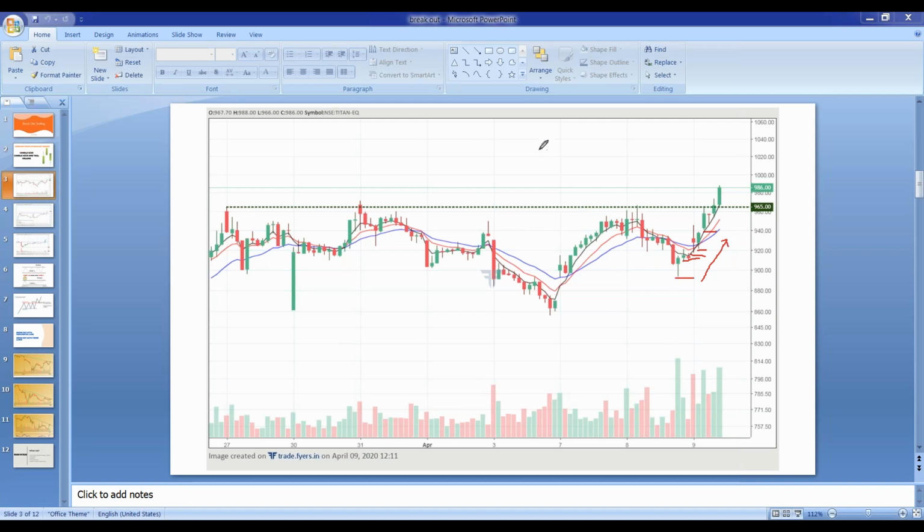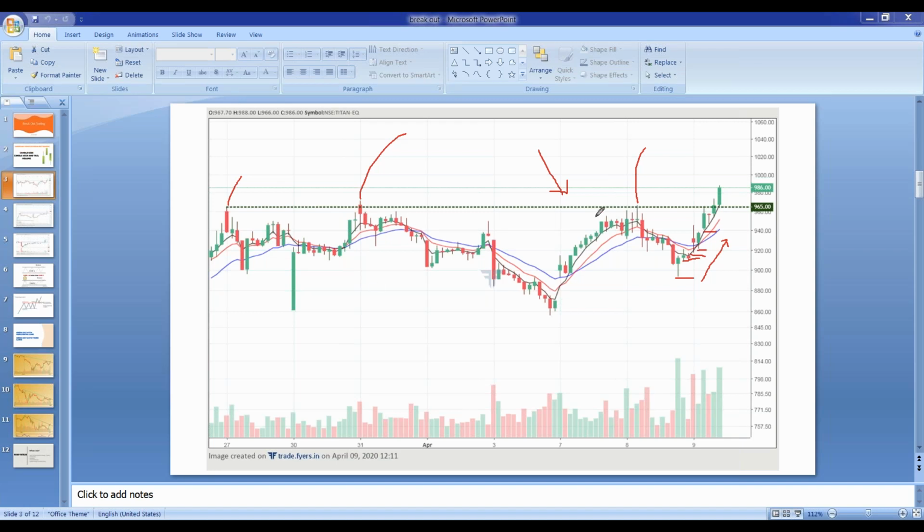Now this horizontal line was acting as a resistance earlier. Whenever the price came to this horizontal line, the stock moved to the downside. This happened 3 times. Whenever we draw a resistance or support, we generally talk about 3 touch points, minimum 3 touch points. If there are 3 touch points, then we say that it is a valid resistance.